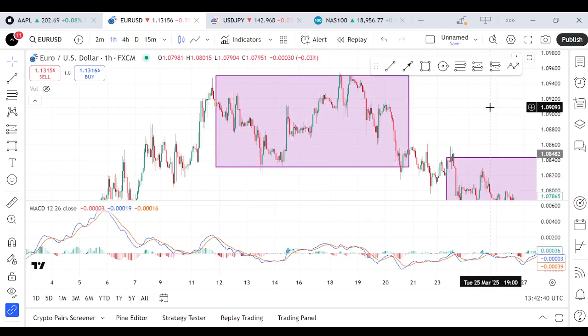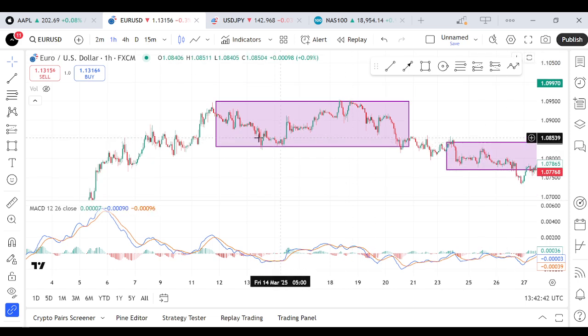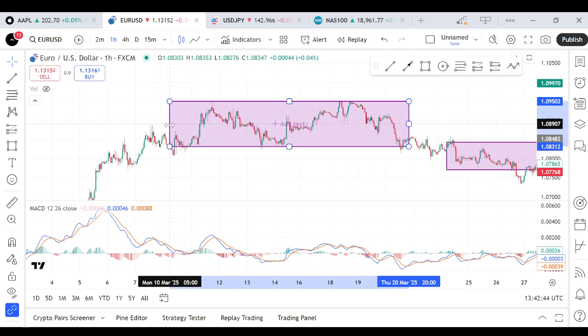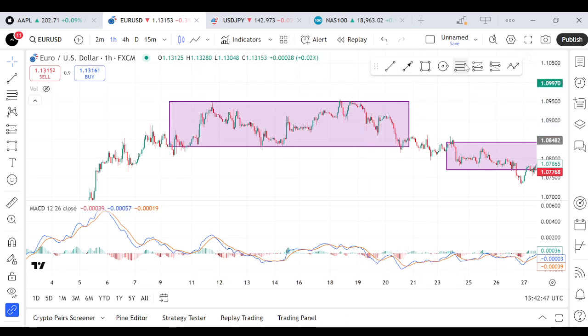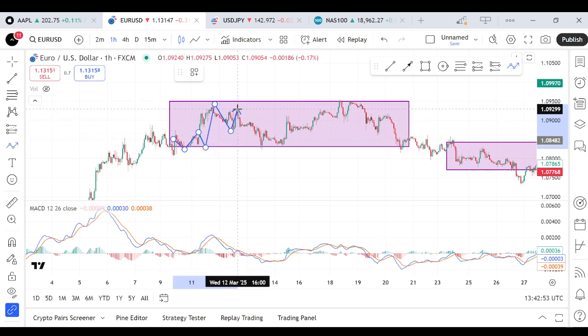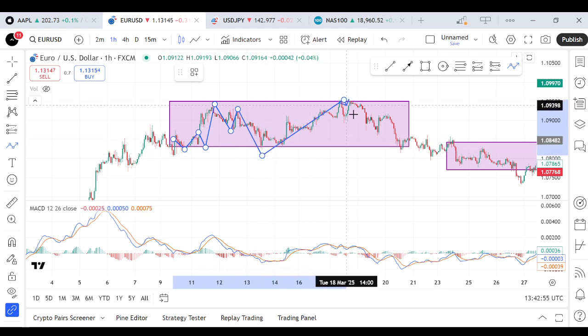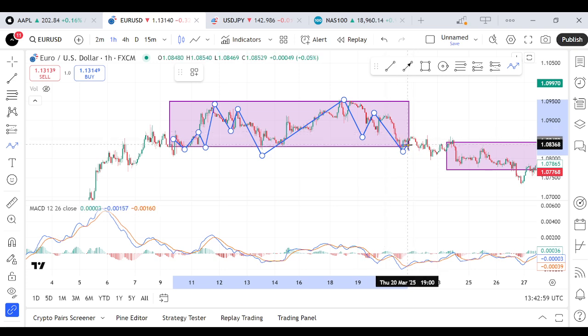Now let's look at this example for a sell trade, for a bearish example. We have this range. This is a range. Price fell into, break below this, break below this. We keep going, fell into, break below this. Now finally we have the break.